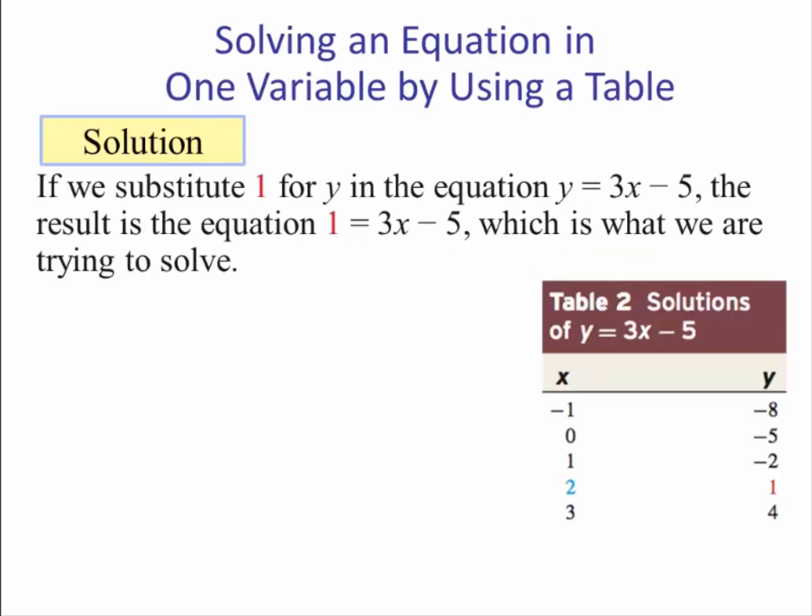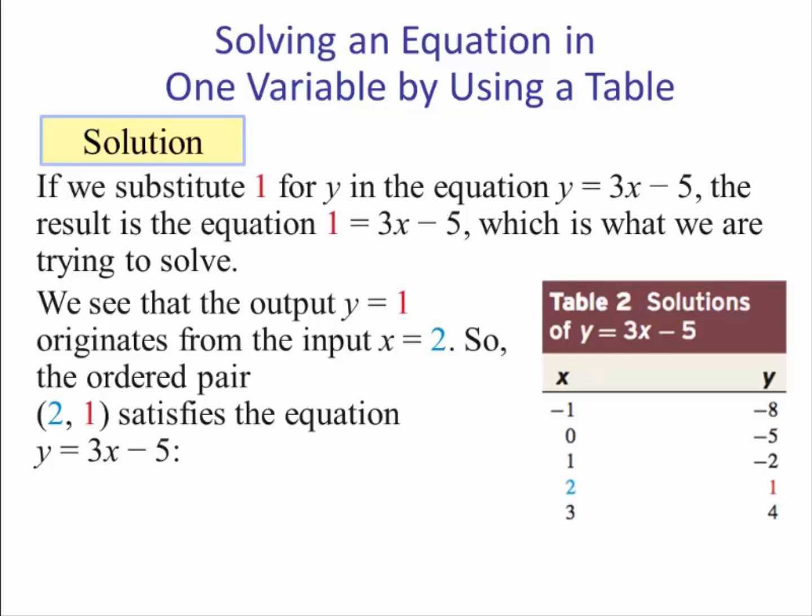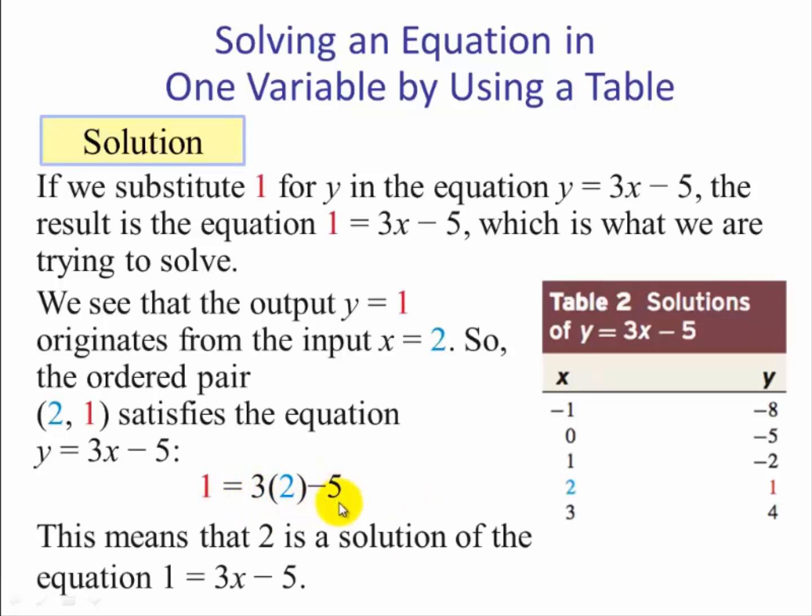If we substitute 1 in for y into the equation y equals 3x minus 5, the result is the equation 1 equals 3x minus 5, which is what we're trying to solve. We see that the output, y equals 1, originates from the input x equals 2. So the ordered pair 2, 1 satisfies the equation y equals 3x minus 5. We can check this. 1 equals 3 times 2, which is 6, minus 5. 1 equals 1. So this means that 2 is the solution to the equation 1 equals 3x minus 5.